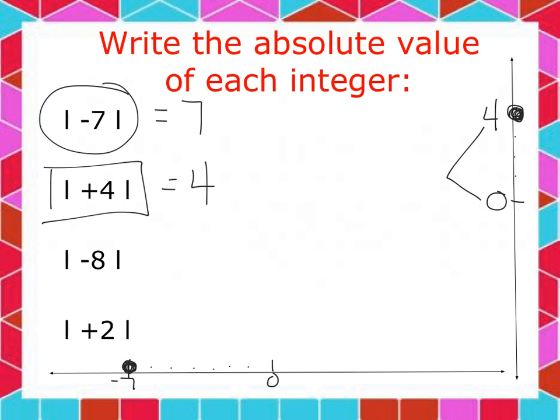Go ahead and pause. Go ahead and solve the next two problems, and when you're ready, come back and check with me. All right, the absolute value of negative 8. Negative 8 is 8 spaces from 0, so the answer is 8. The absolute value of positive 2. 2 is 2 spaces from 0, so the absolute value of 2 is 2.